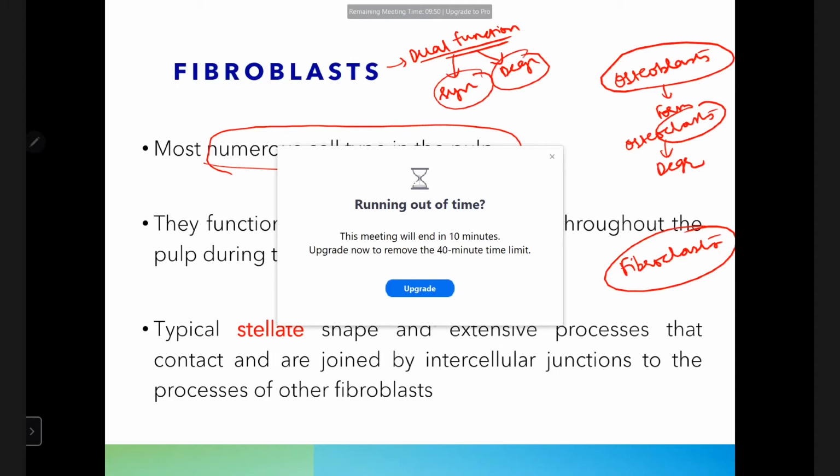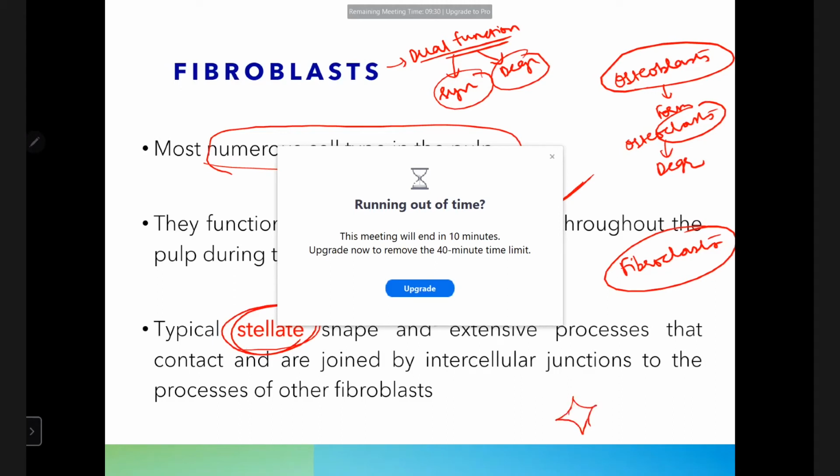So they are the most numerous cells in the pulp. They function in collagen fiber formation throughout the life of the tooth. They have a dual function, both synthesis and degradation. And they have a typical stellate shape. Stellate means star shaped.